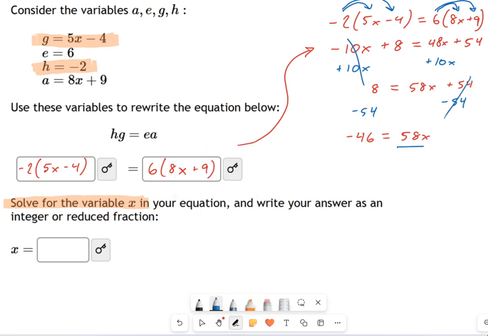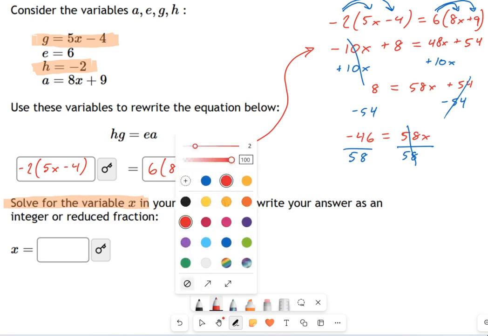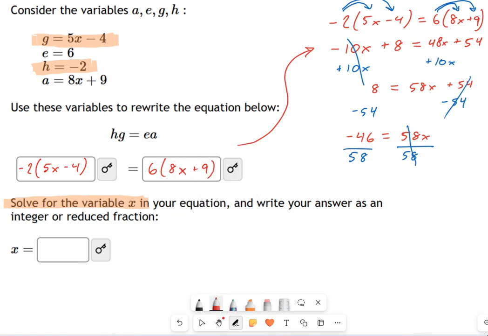Okay, so next up, to get x by itself, I think the subtraction was the hardest part of this. We have to divide by something to clear away that number. And I'm going to pick 58 just because it's the thing in front of x. This should always be an easy decision. Whatever's in front of x, you divide by that thing. And do it equally on both sides. So my answer to this problem is going to be x equals negative 46 over 58.